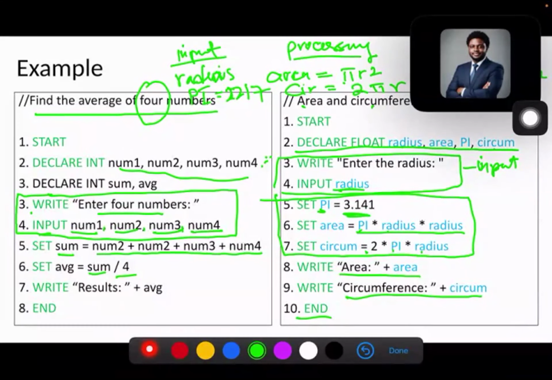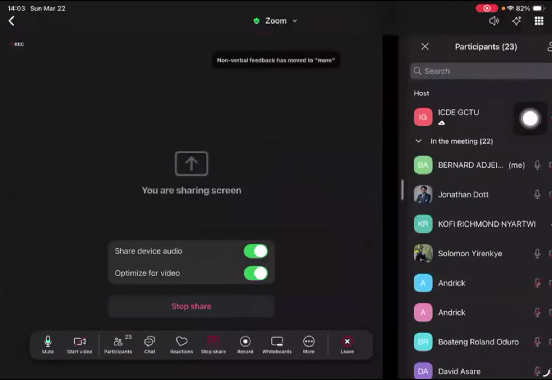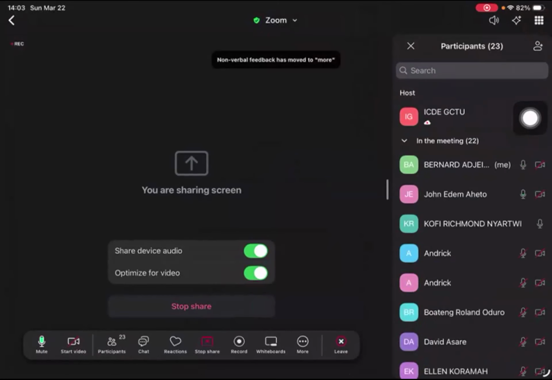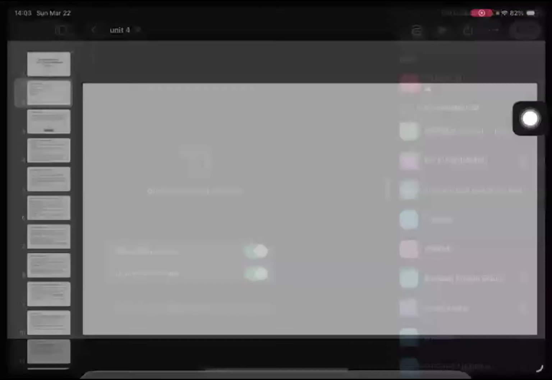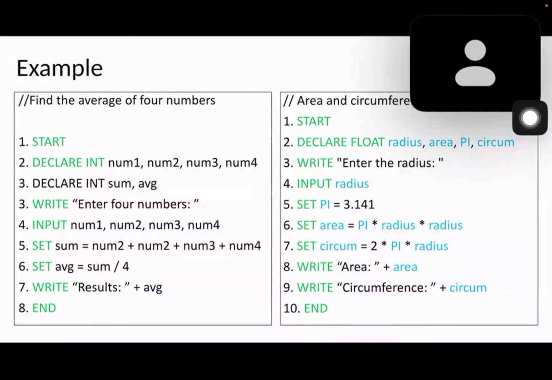Hey, are you there, my dear friends? Are we there? Yes, sir. Let me check if we are still there. Okay, we are still there. Any questions or not?